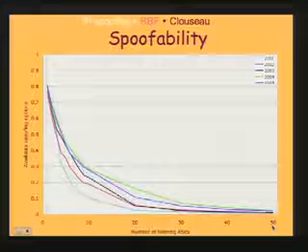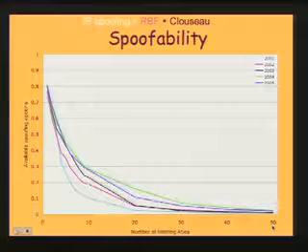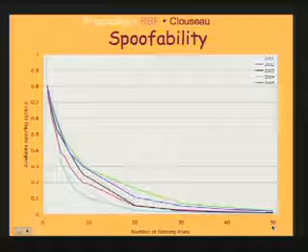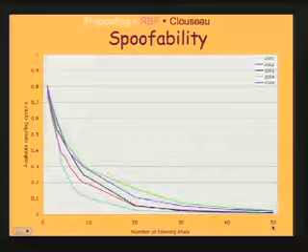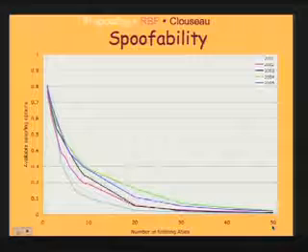This is the figure that shows spoofability. The x-axis shows the number of filters, and the y-axis shows the spoofability between 0 and 1. And I'm showing you 5 lines for different years, so you can see how this changes over time. Years are between 2001 and 2005, and the purple line is 2005.